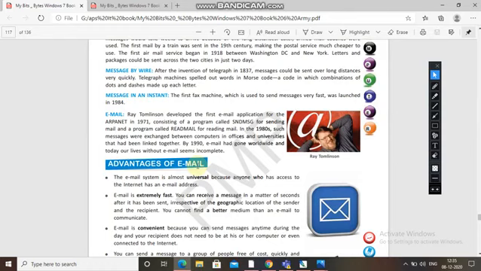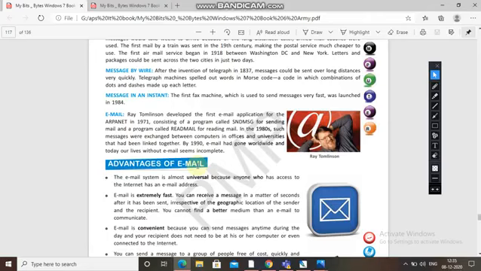Then email was introduced. Ray Tomlinson developed the first email application for the ARPANET in 1971, consisting of a program called SNDMSG for sending mail, and READMAIL for reading mails. In the 1980s, such messages were exchanged between computer offices and universities that had been linked together. So these all are small methods which people used in older times.